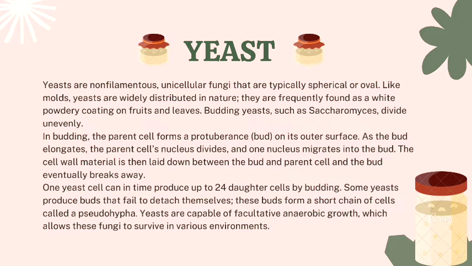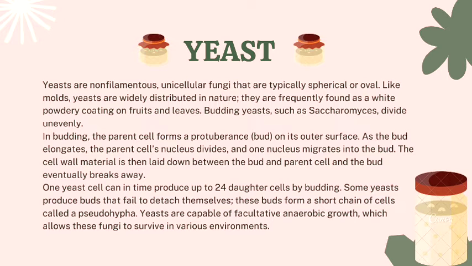In budding, the parent cell forms a protuberance or bud on its outer surface. As the bud elongates, the parent cell's nucleus divides, and one nucleus migrates into the bud. The cell wall material is laid down between the bud and parent cell, and the bud eventually breaks away. One yeast cell can in time produce up to 24 daughter cells by budding. Some yeasts produce buds that fail to detach themselves. These buds form a short chain of cells called a pseudohypha.